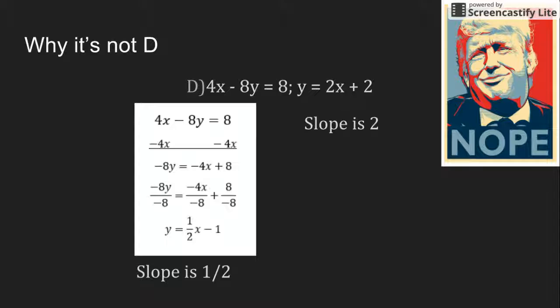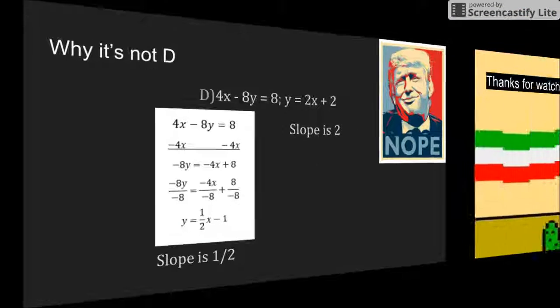Why it's not D. When you rewrite the equation on the left in slope-intercept form, you must subtract 4x from both sides and then divide each term by -8. Your new equation is y equals 1 over 2x minus 1. This shows your slope will be 1 over 2. The equation on the right is already in slope-intercept form, and the slope is 2. Since 2 is not equal to 1 over 2, these lines are not parallel.